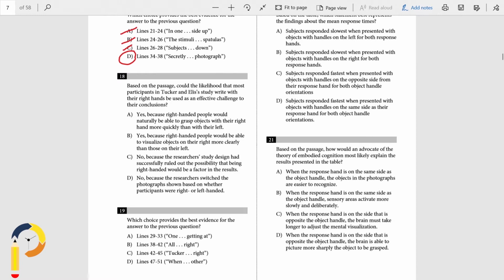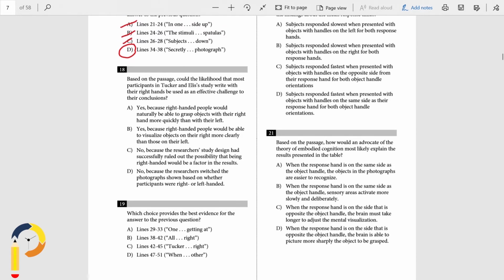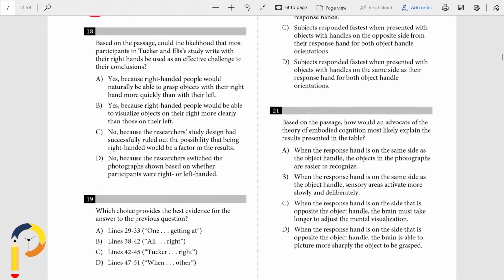Based on the passage, could the likelihood that most participants in Tucker and Ellis' study write with their right hands be used as an effective challenge to their conclusions? Okay, this is a yes and no question. It could easily be, if you're really focused, you should be able to answer whether it's a yes or no. This is a general paired question. Looking at our next paired question, we have 18 and 19 again.